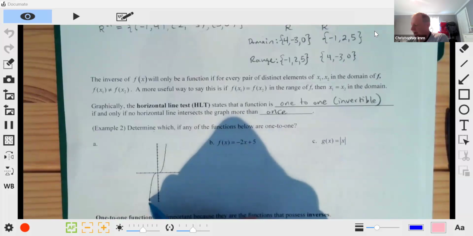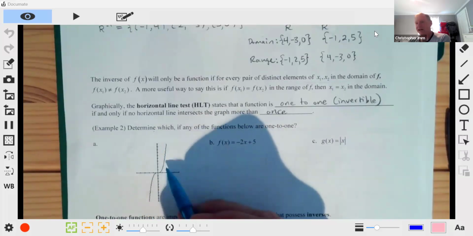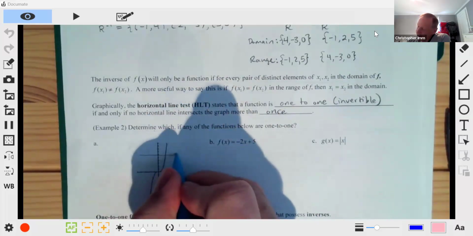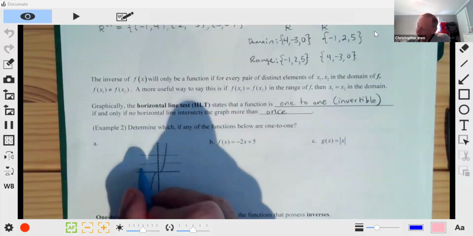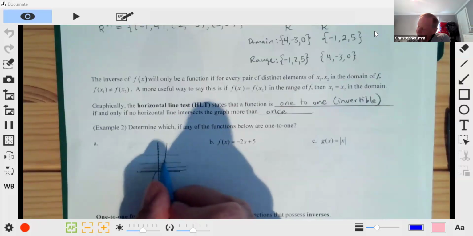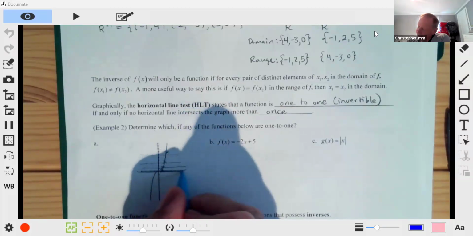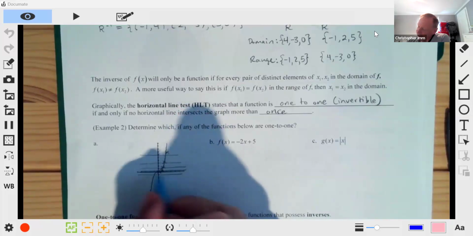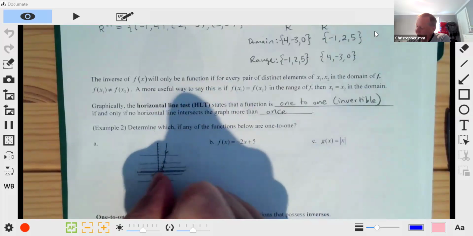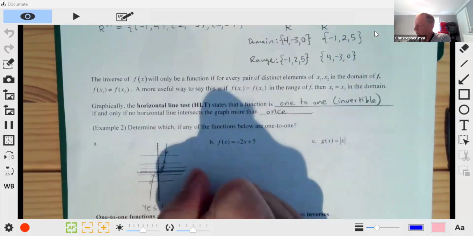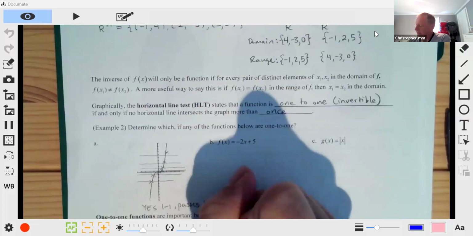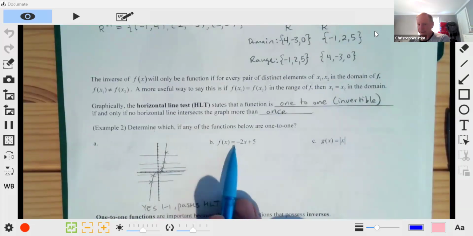So here we have a graph. This looks like a cubic function. It could be y to the fifth. But if I was to draw any horizontal line along this graph, it would only cross the graph once. Now it's sort of hard to see here at the middle, but it's true. So this one is 1-to-1 because it passes the horizontal line test. What about a linear function?